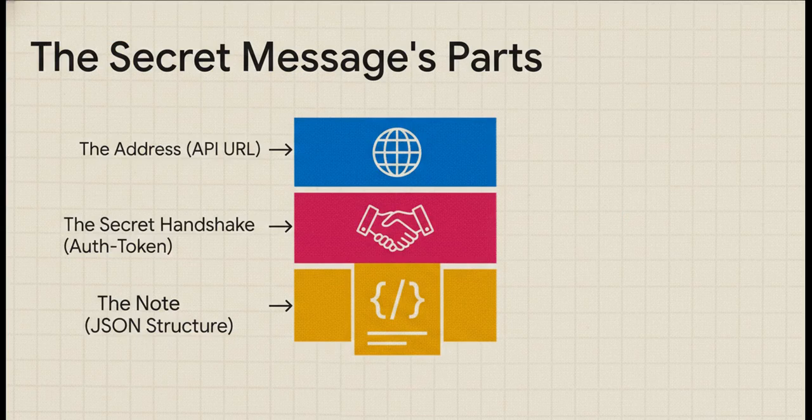Well, it had 3 parts. First, the address, which tells the message exactly where to go. Second, the secret handshake, which proves we're a friend and allowed to talk to the computer. And third, the note itself, which says what we want to do, like please feed the pet. Pretty cool, huh?